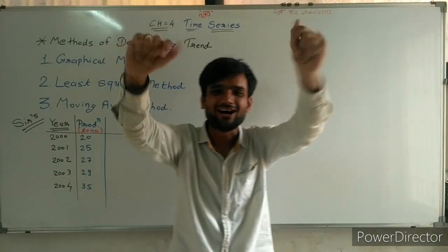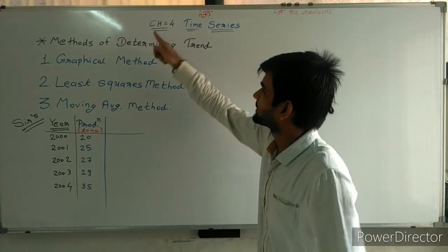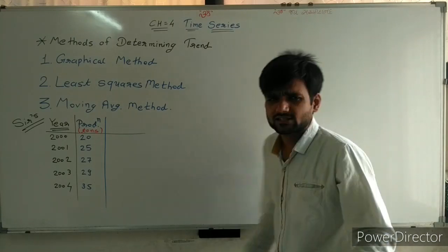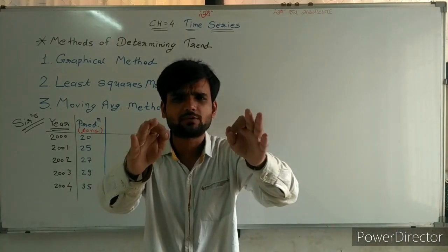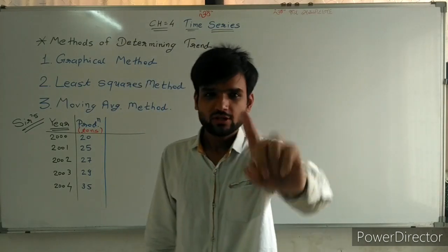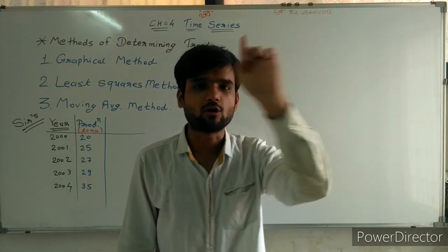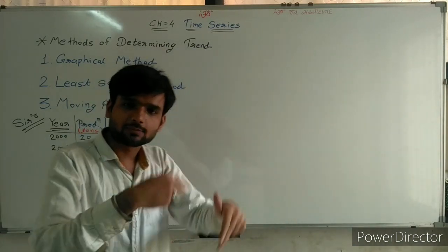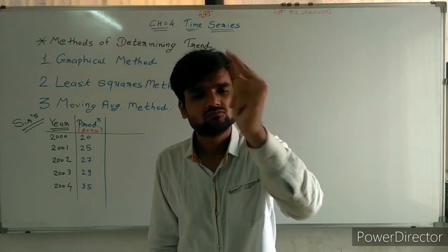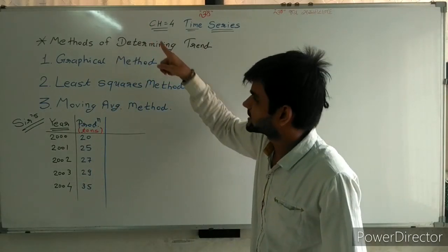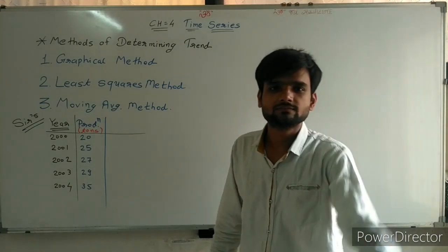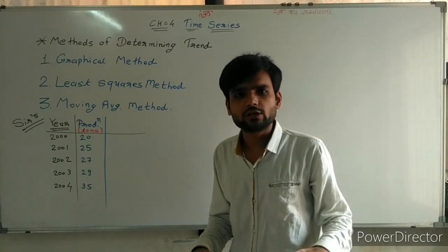Hello students. Today we are starting with chapter number 4, a new chapter, time series. This chapter is also one of the easiest chapters. Why is it easy? Because you have knowledge about chapter number 2 as well as chapter number 3, and if you know chapter number 3 very well, then this chapter is the same as chapter number 3 and very easy to calculate.